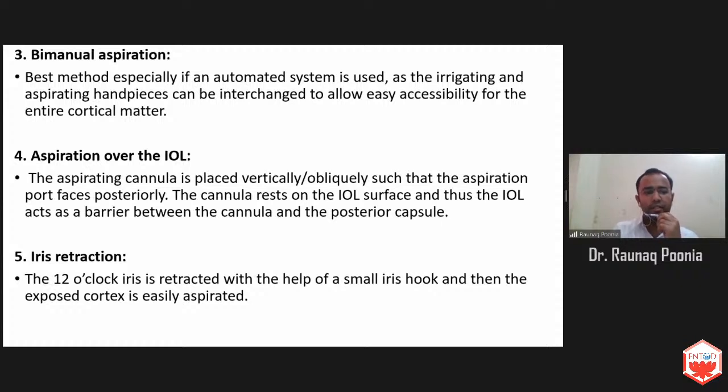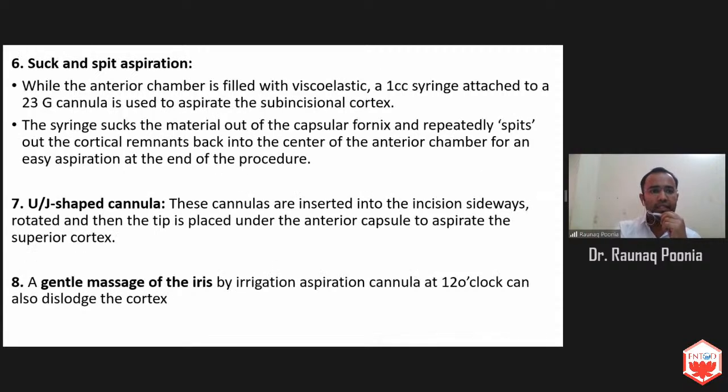Now, another technique is iris retraction. The iris can be retracted at the 12 o'clock with the help of a small iris hook, and then the exposed cortex is easily aspirated. Another technique is split aspiration. While the anterior chamber is filled with viscoelastic, a 1 cc syringe attached to a 23 gauge cannula is used to aspirate the subincisional cortex. The syringe sucks the material out of the capsular fornix and puts the cortical remnant back in the center of the anterior chamber for easy aspiration at the end of the procedure.